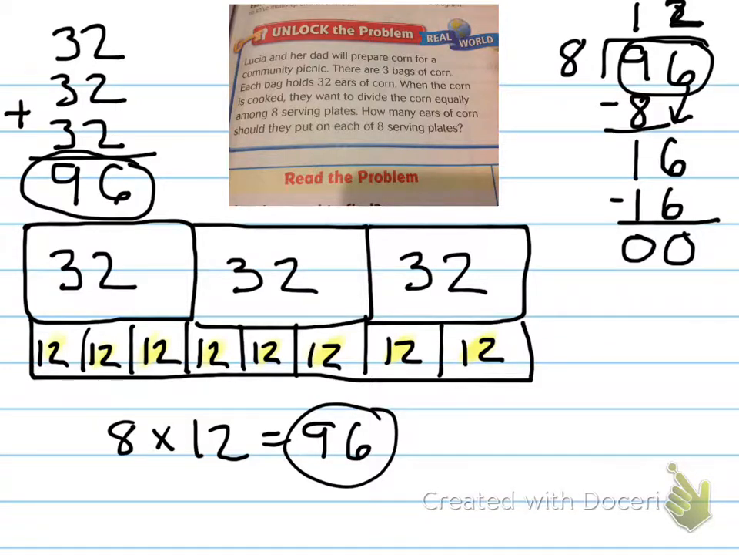Okay, so feel free to re-watch how to use draw a diagram, right? It's kind of drawing representations of your word problem to help you figure out the steps to solve, right? I added up all 3 32s to find out how many total ears of corn I had. And then I knew I had to divide them into 8 plates, 8 equal groups. So I divided 96 by 8 and got 12. And I even checked my answer using multiplication.